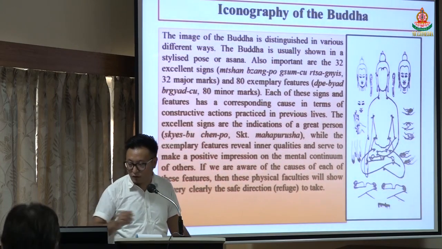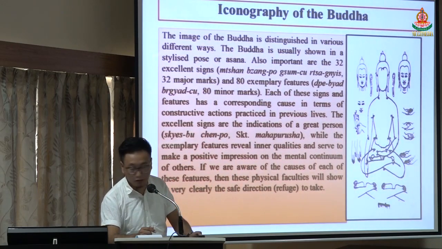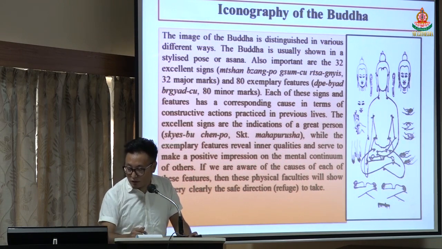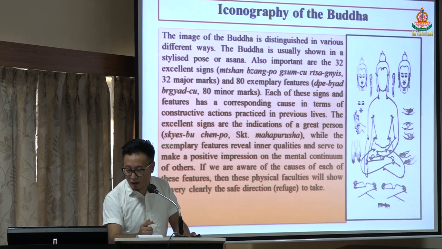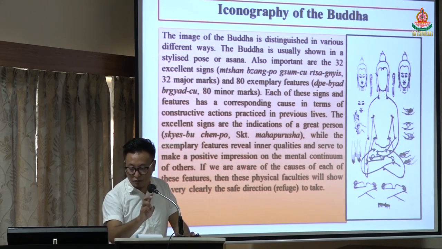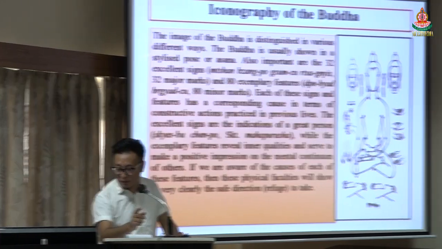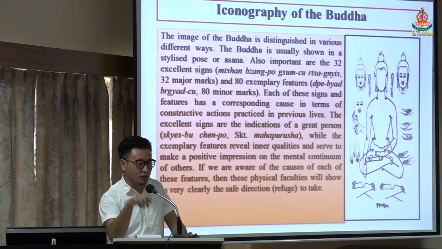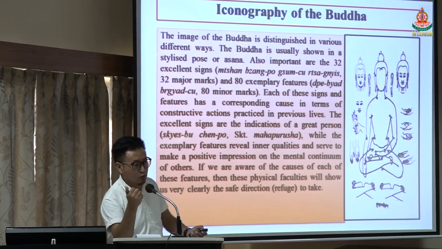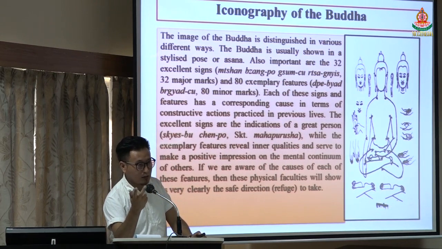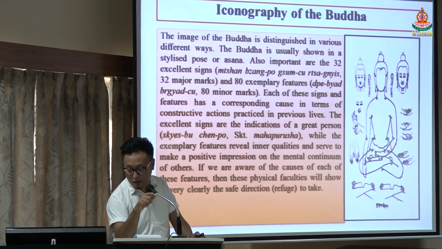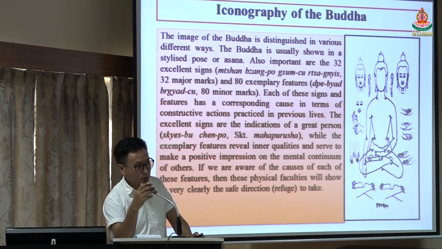Now, the iconography of the Buddha. The image of the Buddha is distinguished in various different ways. The Buddha is usually shown in stylized poses and asanas. Also important are the 32 excellent signs. We have 32 major marks and the 80 minor features. So most in Buddhism goes under these. Chen Sangbo Sumju, we have 32 marks, and Pecha Sangbo Geju is the 80 minor marks. Under this come all the symbolism and the figurative forms.